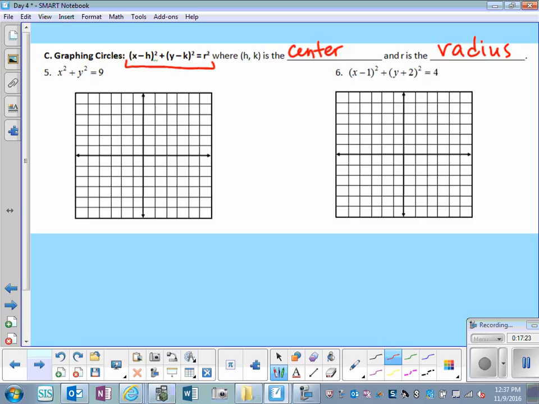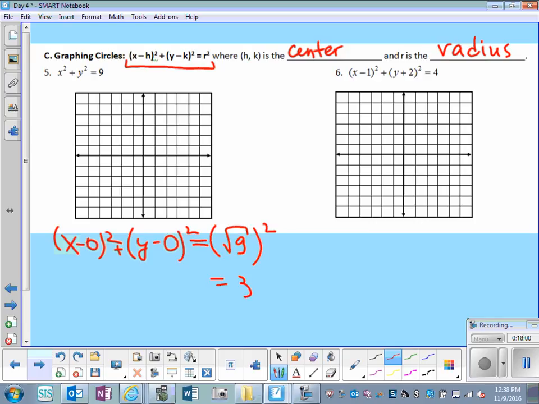So looking at example number 5, x squared plus y squared equals 9. Can we figure out what the center of this circle is? What are my h and k? 0, 0, right? Because I can rewrite this formula as (x minus 0) squared plus (y minus 0) squared, and then instead of 9, I could put the square root of 9 squared, correct?